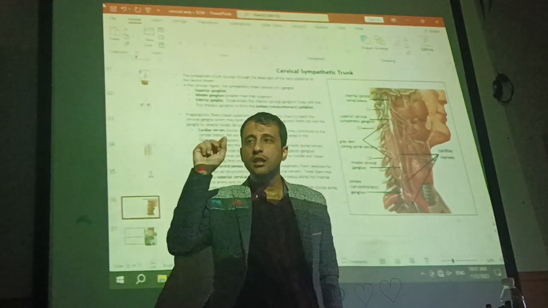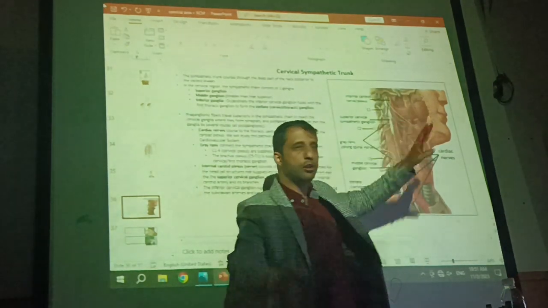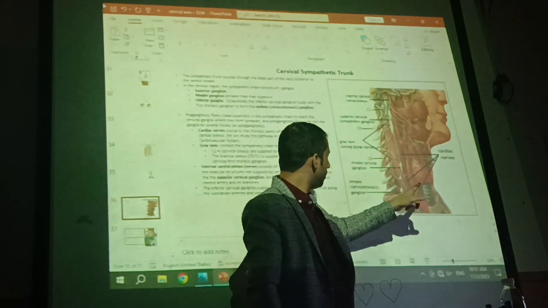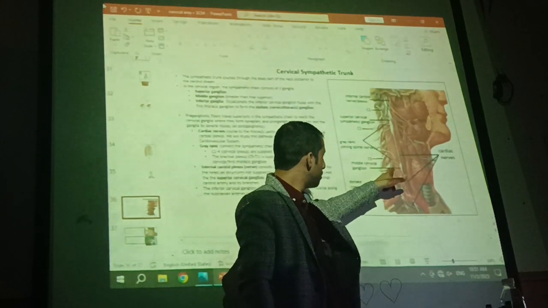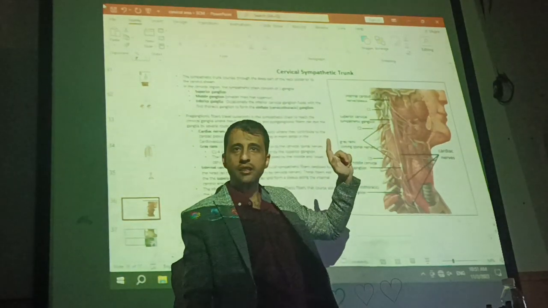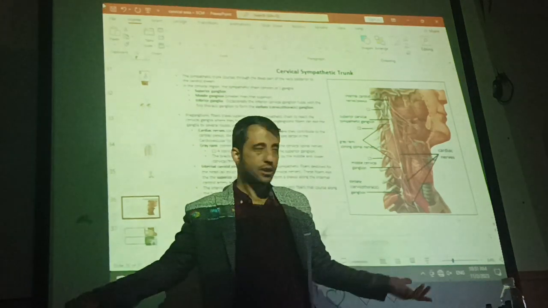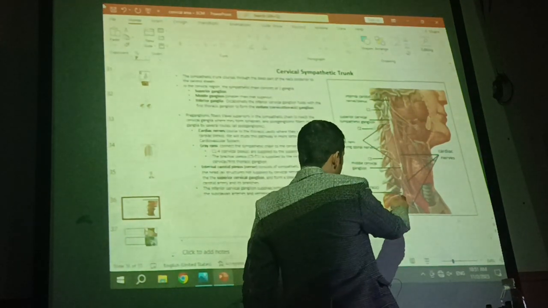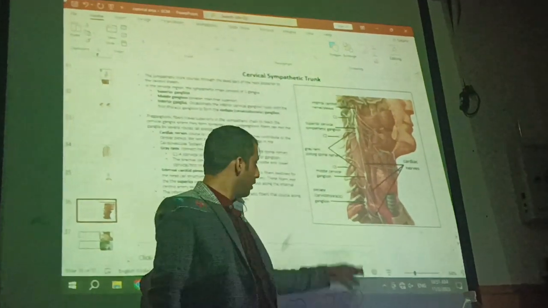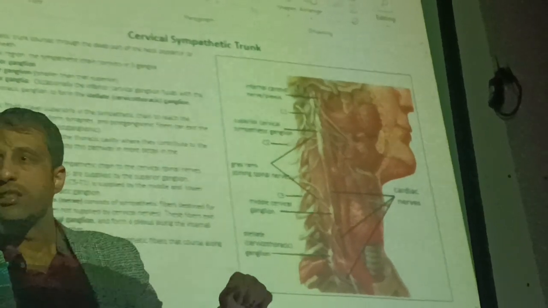This is the middle ganglion. The middle ganglion is smaller than the others. The superior ganglion is larger than the others. From the middle ganglion, we have a spinal branch, to spinal nerves C5 and C6. This branch inserts into the upper limb. From the inferior ganglion, we have C7 and C8.